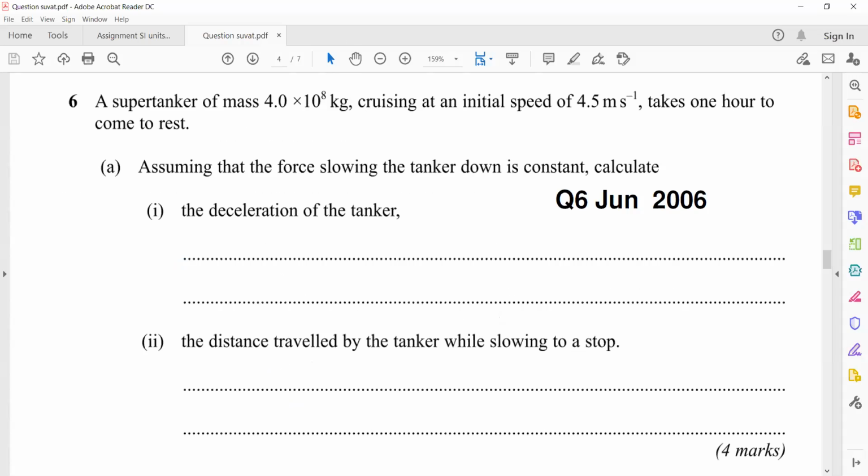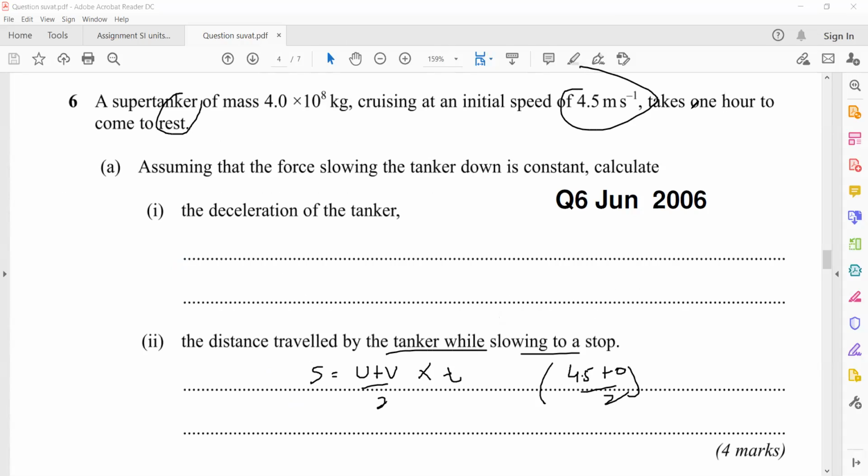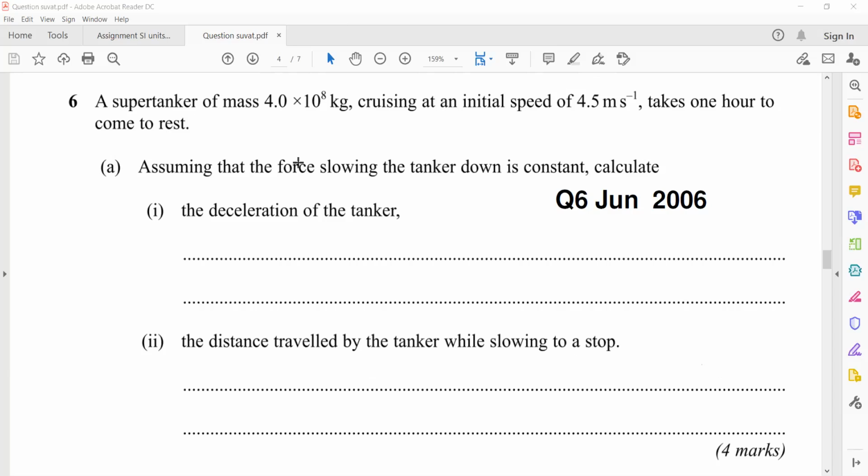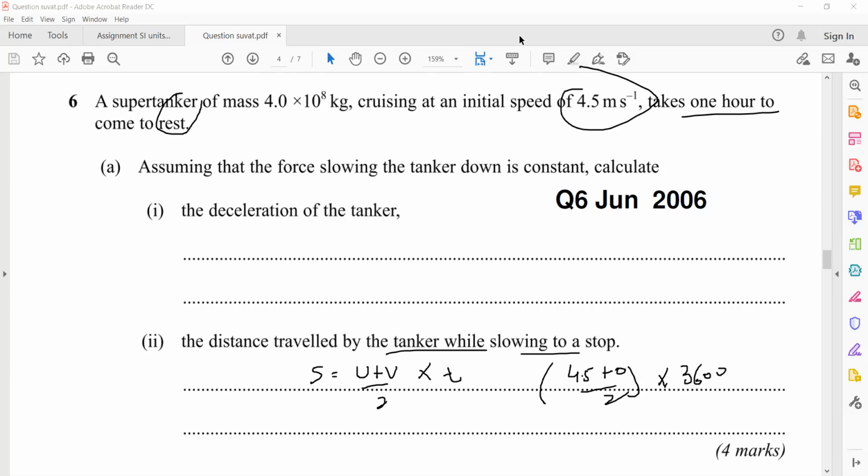So the distance travel while slowing down, if I'm using s equals u plus v divided by 2 multiplied by t. Use the starting speed, that's 4.5, final speed is 0. So this is 4.5 plus 0 divided by 2 times, because the time interval is 1 hour, but time should always be in seconds. So 3600, and I will solve and get the final answer. Is it clear? Any discussion on the equation?